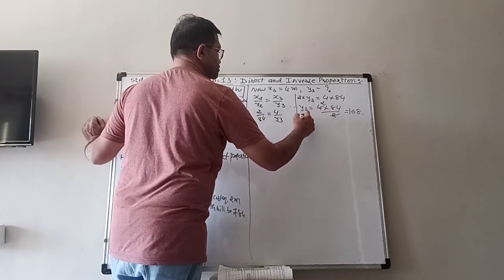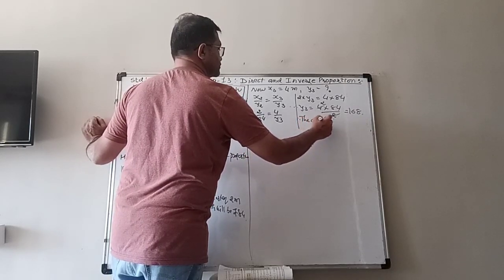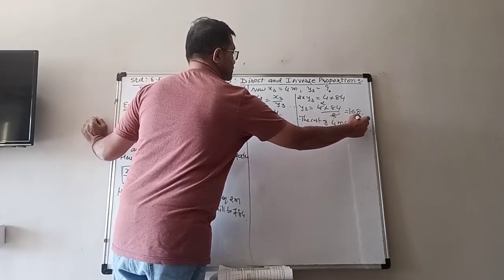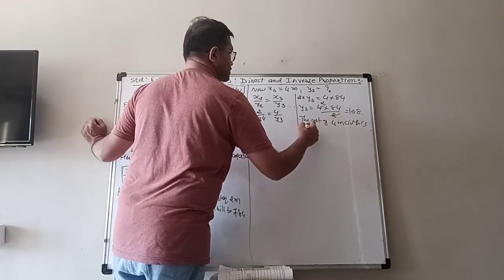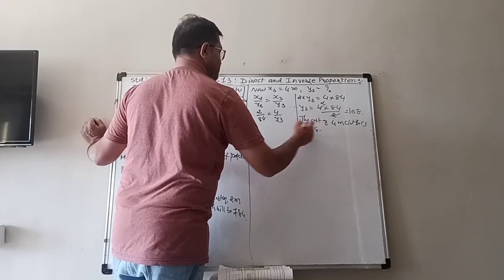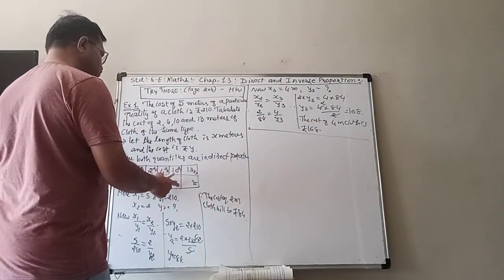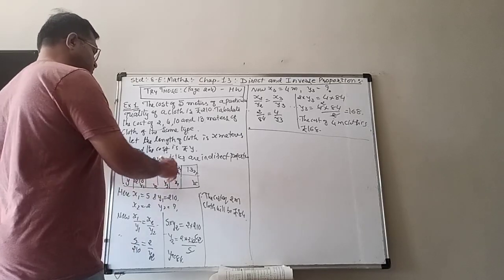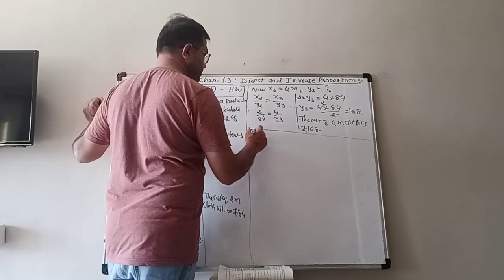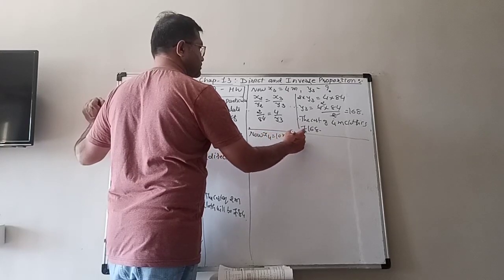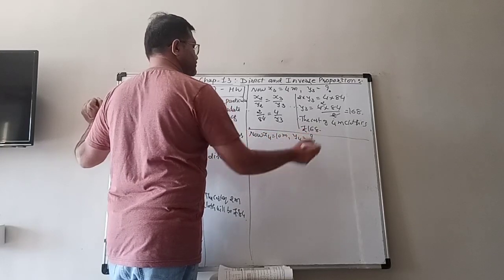So the cost of 4 meter cloth is rupees 168. Now we still have to find 10. So now we can take x4 is equal to 10 meter and y4 we have to find.